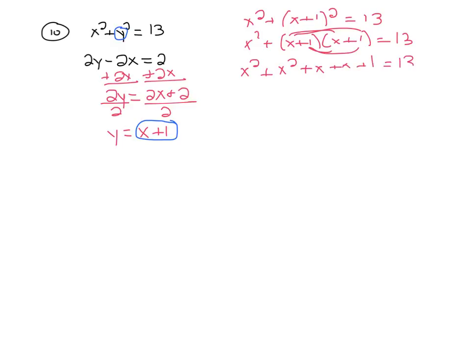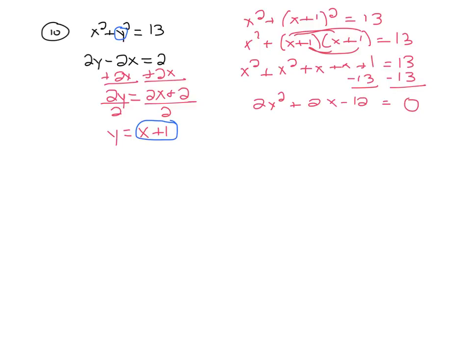and I'll bring down the equals 13. Since I have x squareds, I'm going to need to get this equation set equal to 0. So I'm going to do two steps at once. I'm going to subtract my 13 to get the right-hand side equal to 0, and at the same time, I'm going to combine my like terms. So x squared plus x squared would be 2x squared. x plus x would be 2x. And 1 minus 13 would be negative 12.